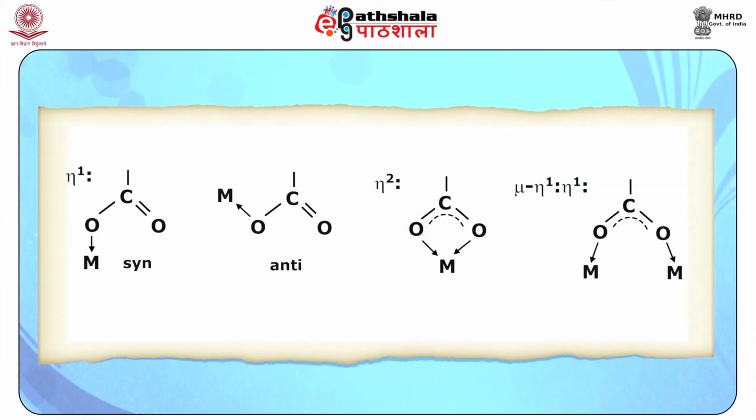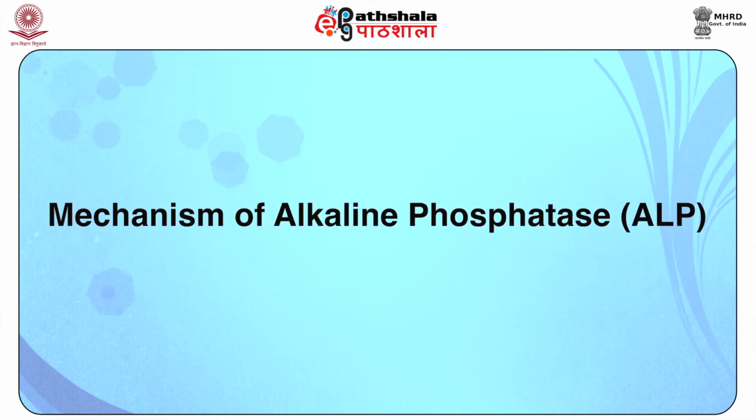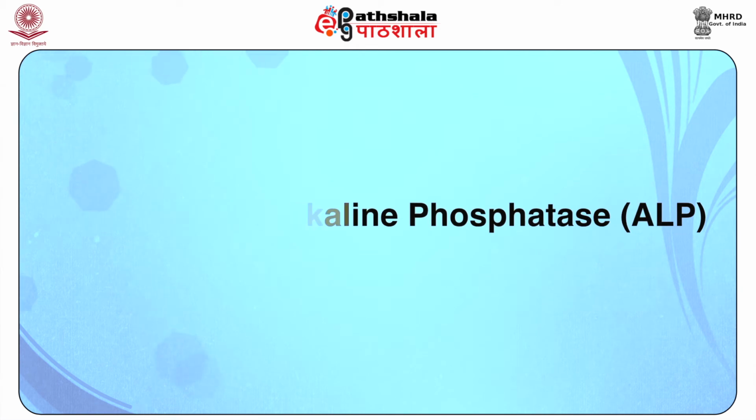molecules. Carboxylates can act as terminal eta 1, as chelating eta 2, or as bridging mu eta 1 eta 2 ligands. All these 3 types of carboxylate to metal coordination are found in alkaline phosphatase. Eta 1 is shown by aspartate 369, eta 2 is exhibited by aspartate 327, and the bridging mode is shown by aspartate 51. 2 mechanisms have been proposed for the catalytic action of the enzyme alkaline phosphatase.